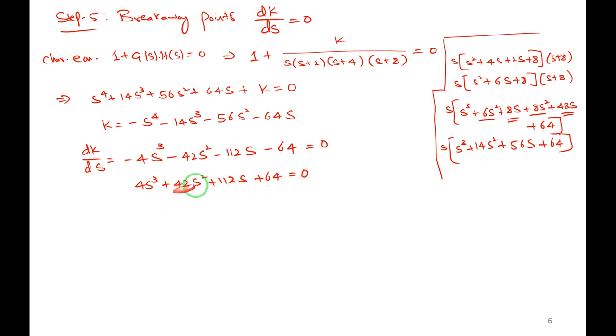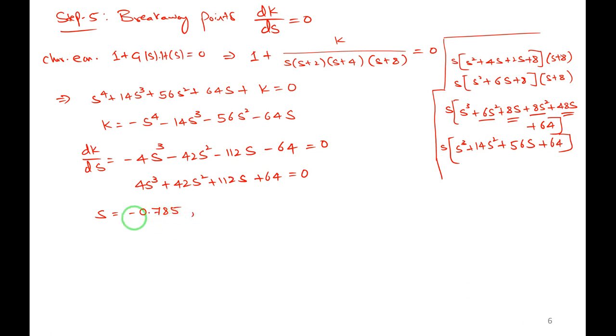I'll take the help of the calculator to solve this. I will go to equation. Degree is 3, then a value is 4, b value is 42, c value is 112, d value is 64. So I am getting one of the roots: minus 0.785. This is one of the roots I am getting out of 3 roots.